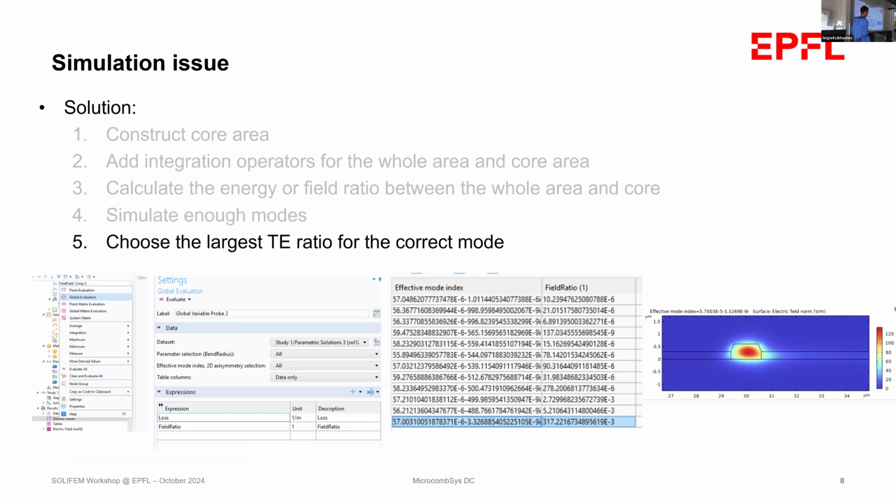Then from the simulation results, we can compare the field ratio and choose the largest one, this one, and then we can get the correct mode in these simulations.